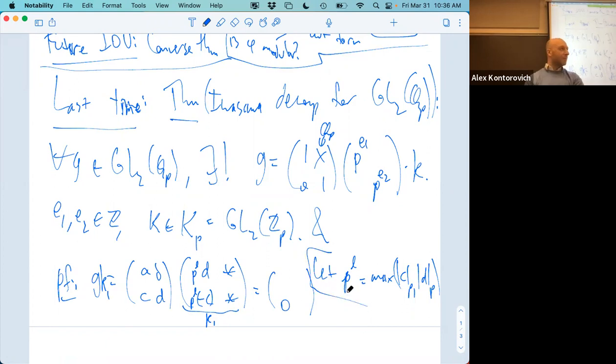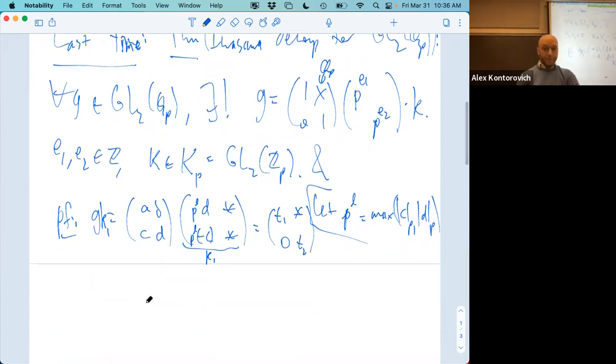Right? Remember we did this? And what should we call the diagonals? I don't know, T1, T2, and then something over here. T1 and T2, well, to be in GL2, the determinant of G is non-zero. So T1 and T2 are non-zero.